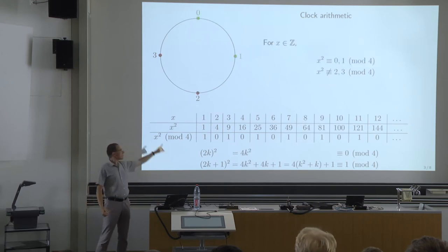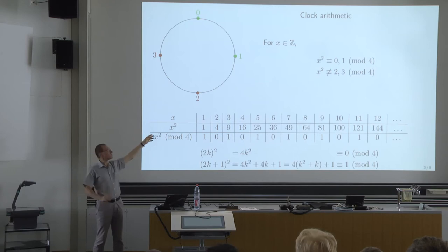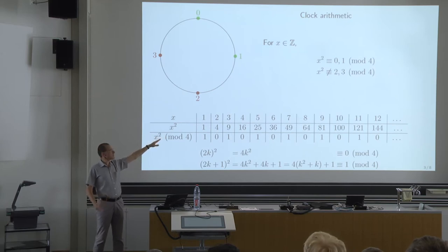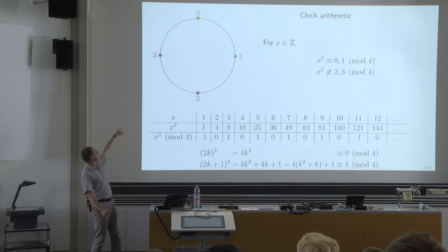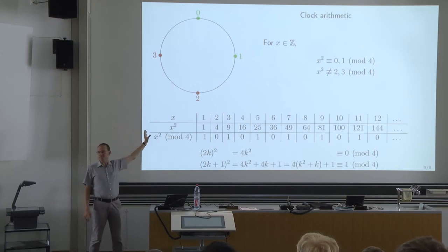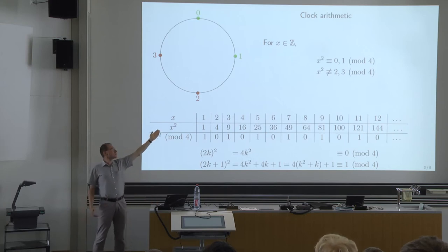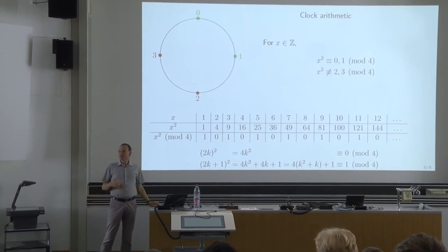Here is our statement for an integer x. Capital Z denotes the set of integers, ganze Zahlen, 0, plus minus 1, plus minus 2. x squared is 0 or 1 mod 4, depending on the parity of x. If x is even, you get 0. If x is odd, you get 1. And never 2 or 3 mod 4. 2 and 3 are in red. They're forbidden residues. 0 and 1 are allowed. Okay. Now, of course, not every number congruent to 0 or 1 is a square. 5 is congruent to 1, it's not a square. But if you have a square, it must be 0 or 1. Now, we'll look at some applications of this.